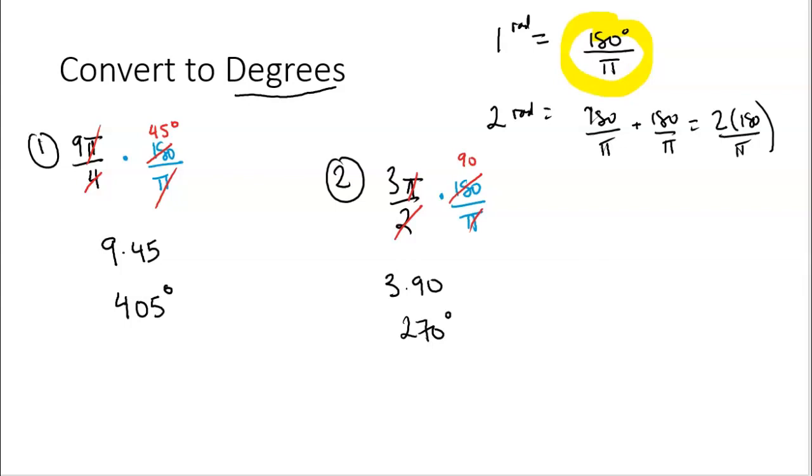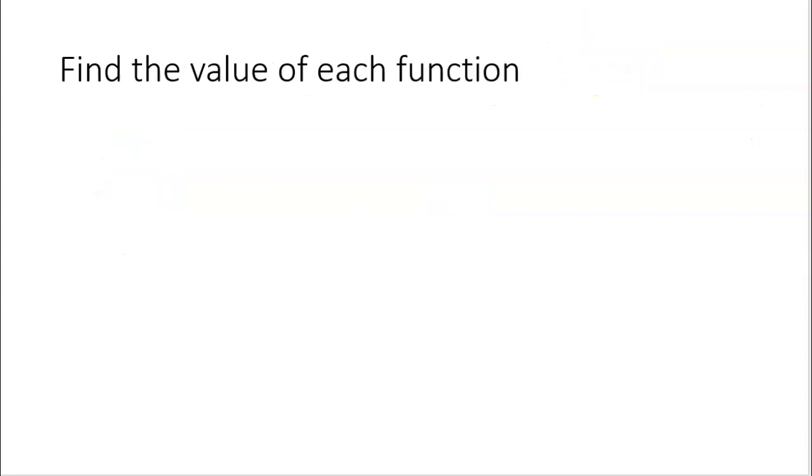So why is this so important? Well, it's all leading up to our unit circle, and our unit circle has both degrees and radians. So what I want us to do now is find the value of each function. Okay, so here's our first problem. We're going to find the tangent of 2 pi over 3.